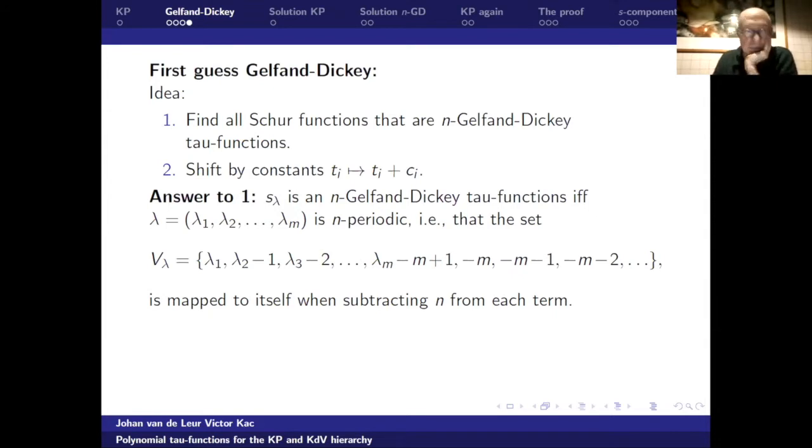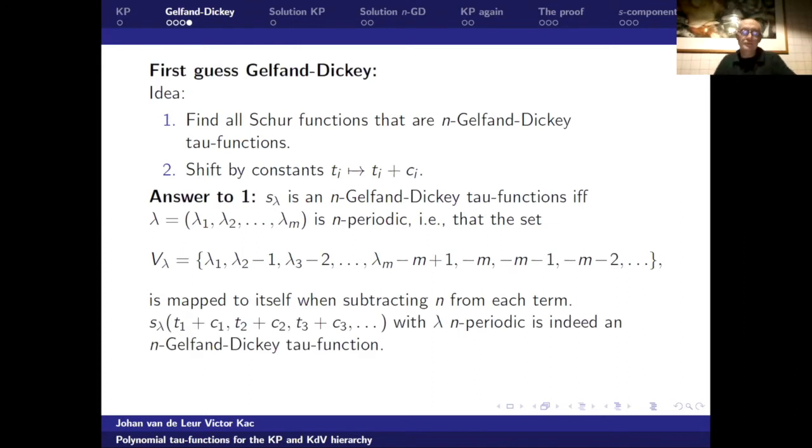And then the second step is, it's Gelfand-Dickey if you can subtract that. Then the second step is just we substitute for this T1 plus C1, T2 plus C2, T3 plus C3. And indeed, this is again periodic, and indeed this is a Gelfand-Dickey tau function.